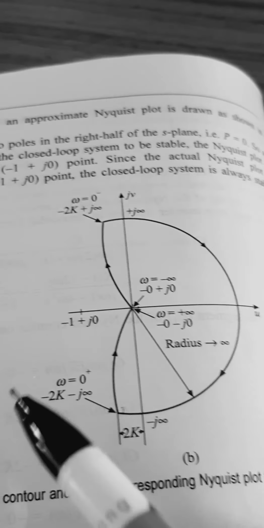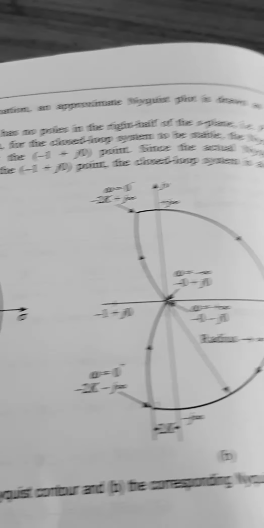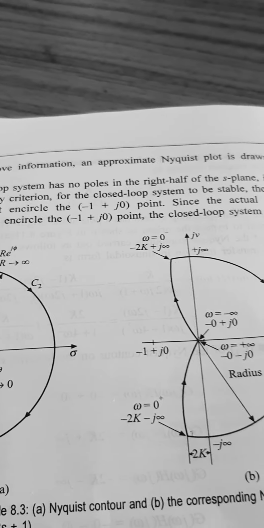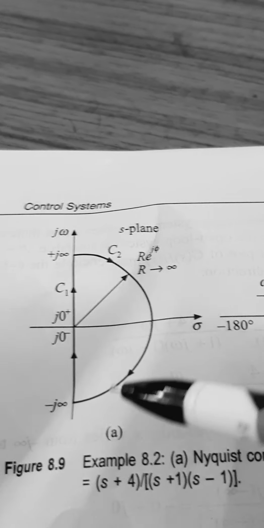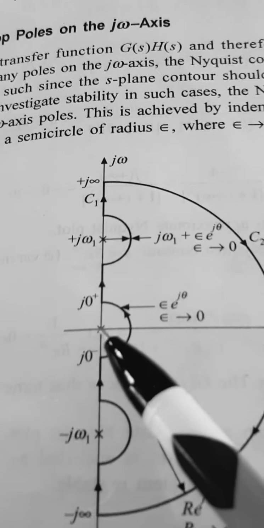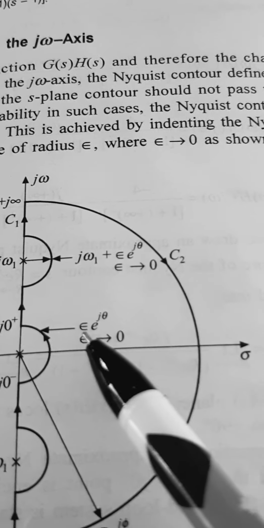So we have C1, and next we need to draw the C2. We have to calculate how the C2 looks, and because of the poles at the origin, we have to calculate the epsilon e to the power of j theta also.